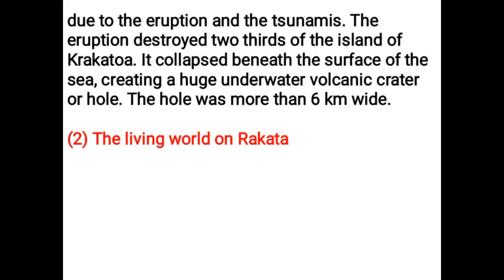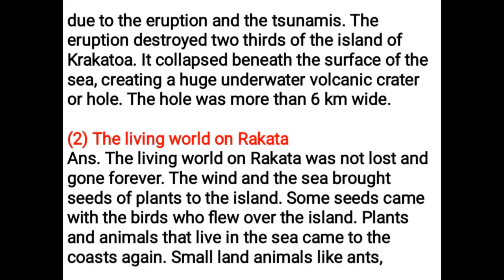The living world on Rakata. The living world on Rakata was not lost and gone forever. The wind and the sea brought seeds of plants to the island. Some seeds came with the birds who flew over the island. Plants and animals that live in the sea came to the coast again. Small land animals like ants, termites, or even rats and lizards traveled to the island on plants floating in the sea. One edge of the highland was soon teeming with plants and animals.